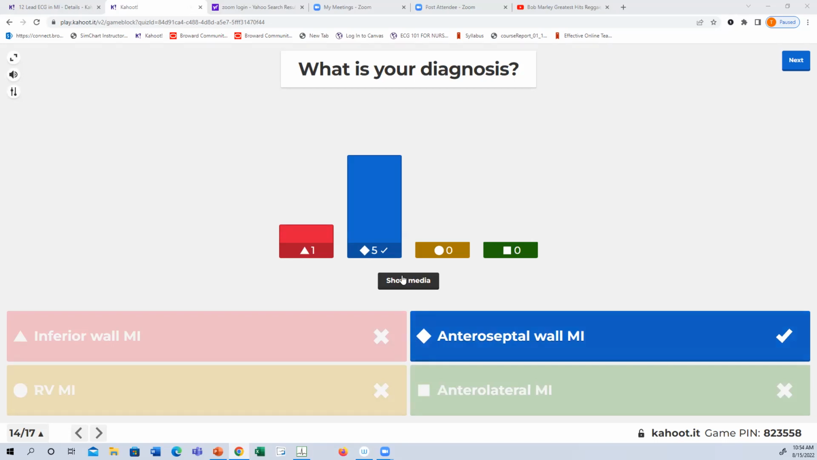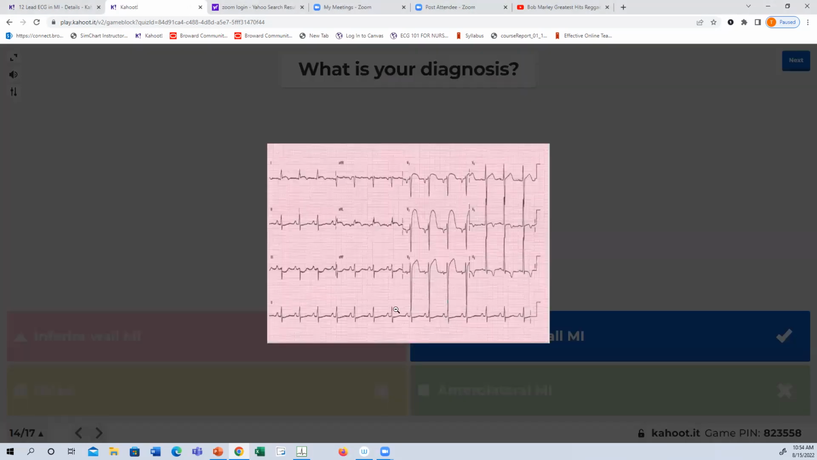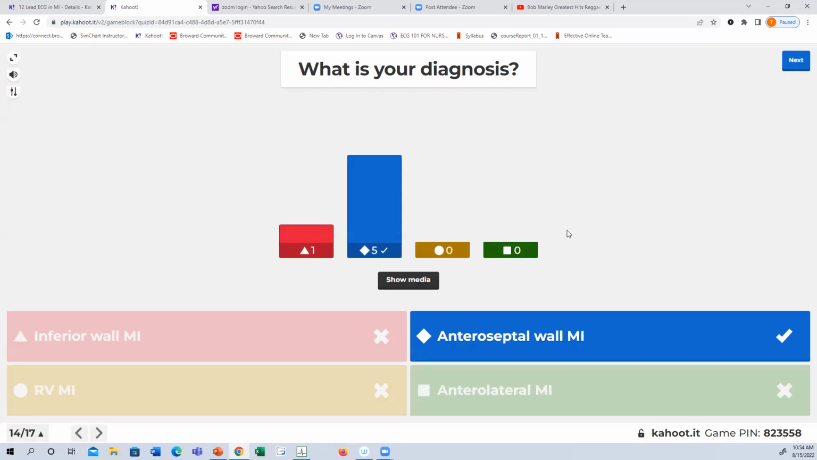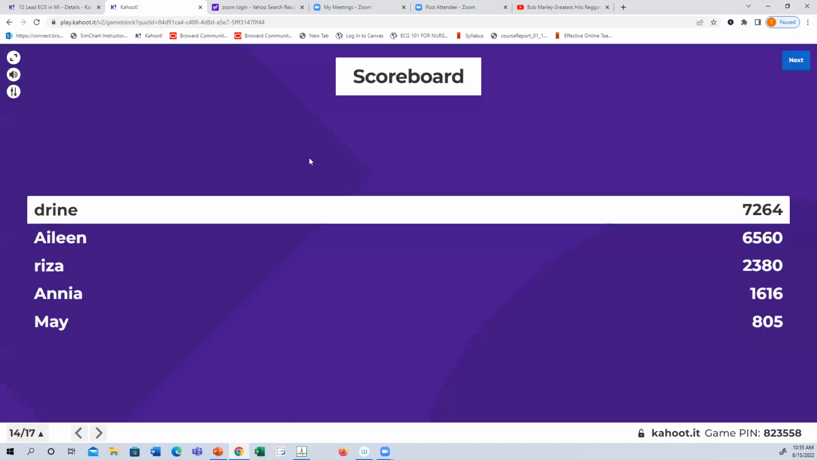Okay, so let's see. The correct answer is an anteroseptal wall MI. Notice that there's ST elevation in V1, V2, V3, and V4. V1 and V2 is septal, V3 and V4 is anterior. And so the correct answer is anteroseptal wall MI. Oh, a lot of you got that correctly. Very good. Drine, Eileen, Risa, Ania, and May are still in the honors.